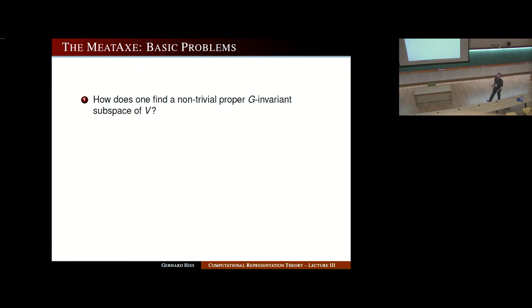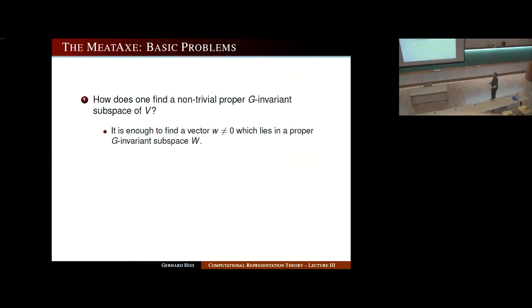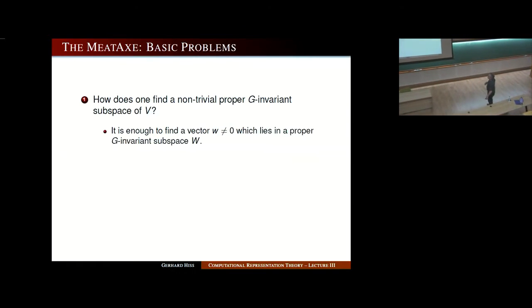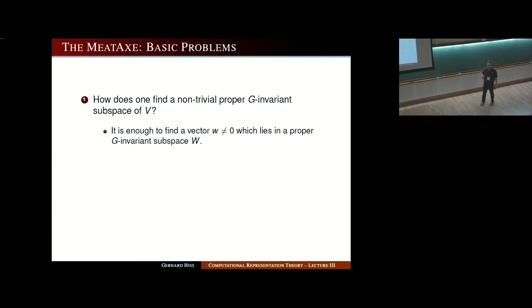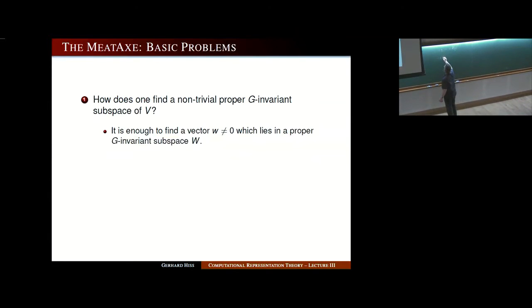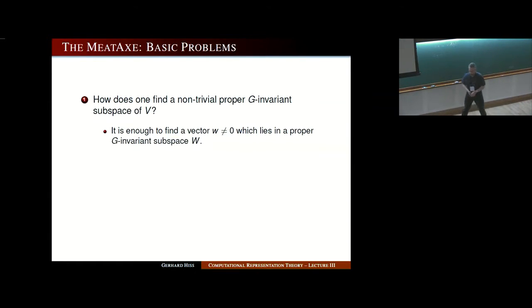How does one find an invariant subspace? Well, first of all, you see it is enough to find a vector which is non-zero and which lies in an invariant subspace. You just have to find one vector which lies in an invariant subspace, which is not zero. Of course, the zero vector I always find.